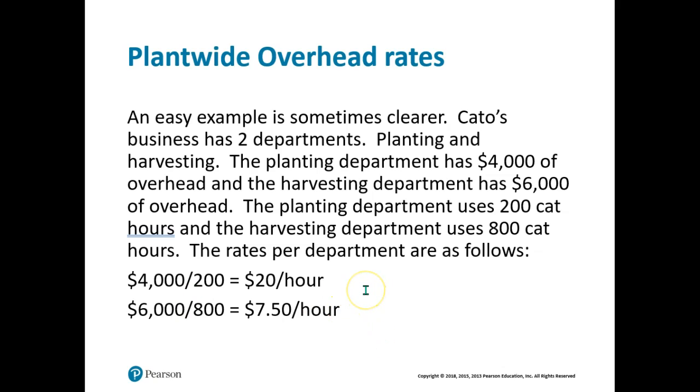And here's Cato again, all right? He's got planting and harvesting. This is the cat's weed. The planting department has $4,000 of overhead, and they use 200 cat labor hours, so that's $20 an hour. The harvesting department uses 800 hours, that's $7.50 an hour. Multiply it times the actual usage, and you get a better price for your catnip. Okay? So instead of having 1 bucket, we've simply got 2. That's all it is.